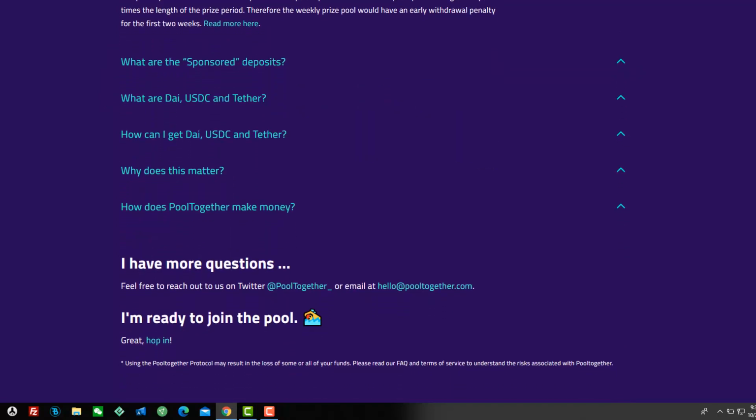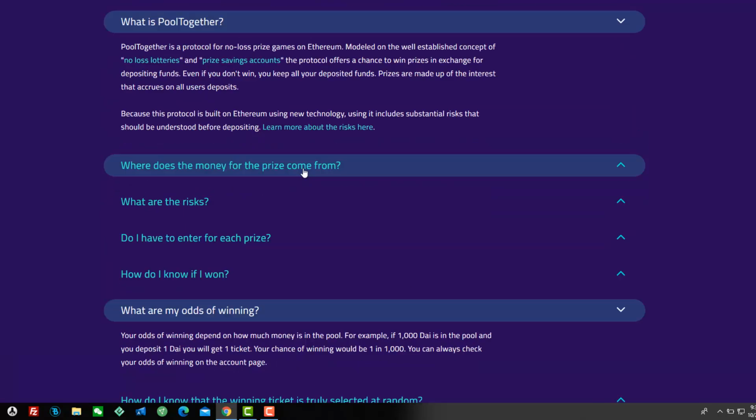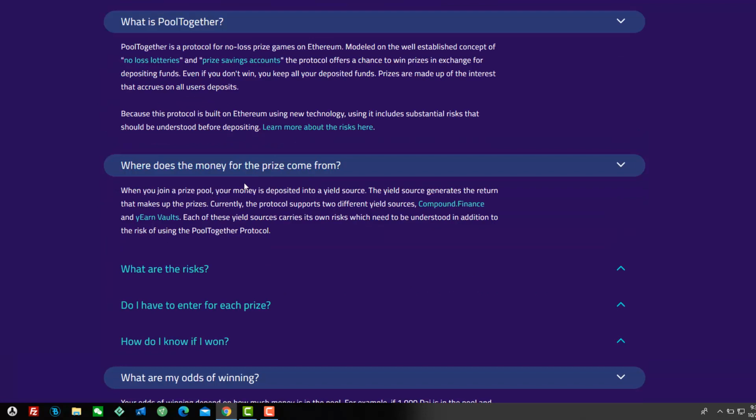How does PoolTogether make money? So this one's really good. PoolTogether does not make any money. PoolTogether is backed by some of the top venture capital firms in the world, which allows us to focus on building excellent open source decentralized protocols. Okay, so that's interesting. Where does the money for the prize come from?